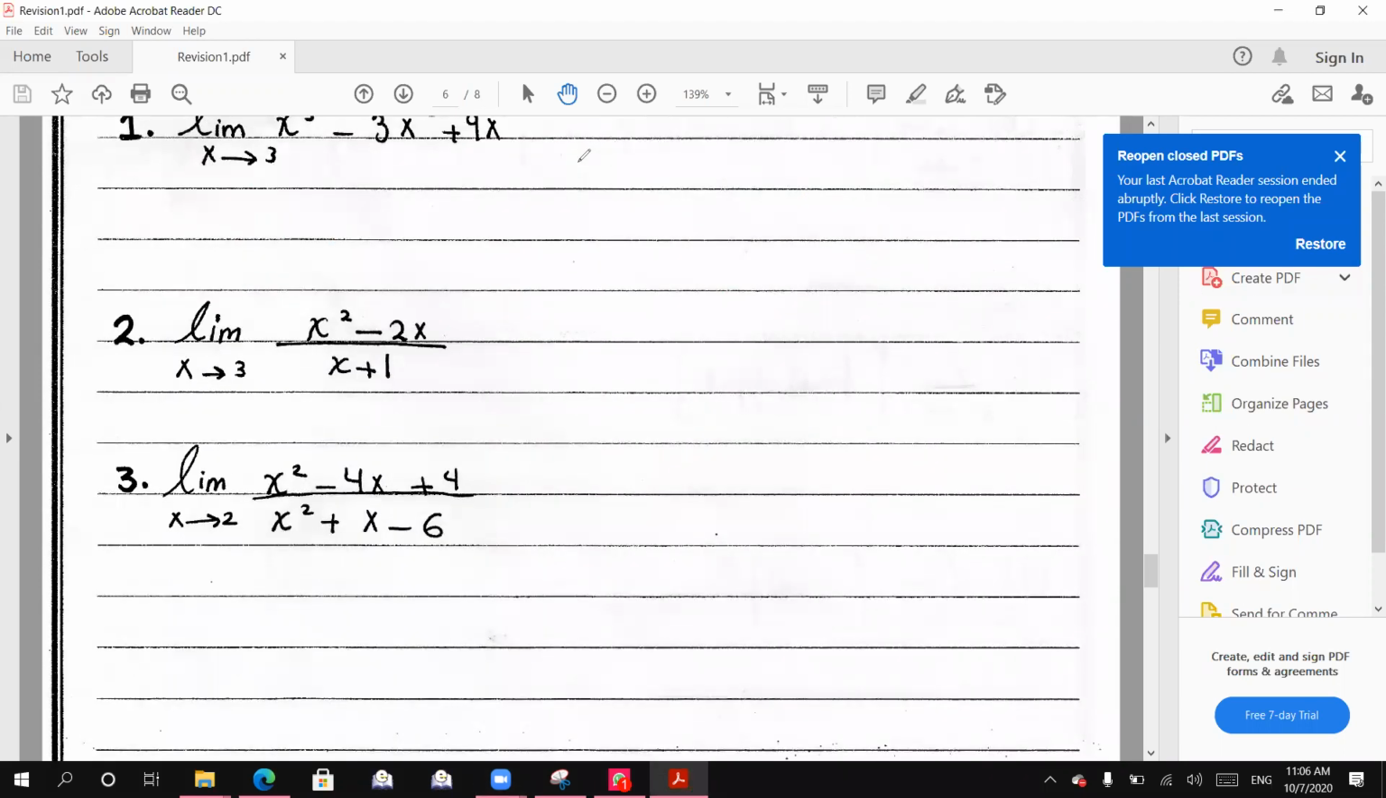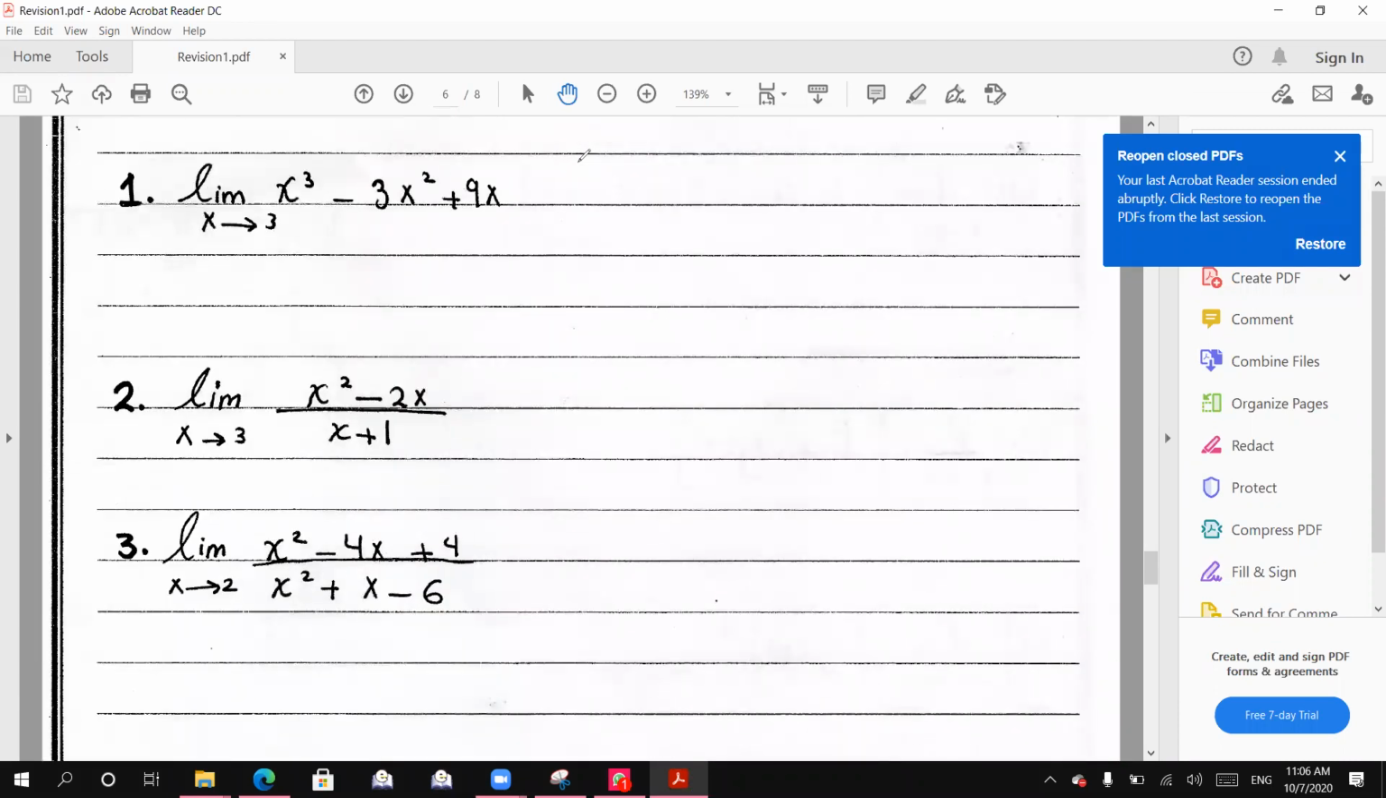For the second one here, what did you see? Is it a polynomial or rational? Rational. It's rational. So because it's rational, I have to go to the denominator. Okay, look at the denominator here. What is the zero of the denominator? Negative 1. So the zero here is negative 1. Now, after I found the zero, look at where the limit approaches to. It's 3.